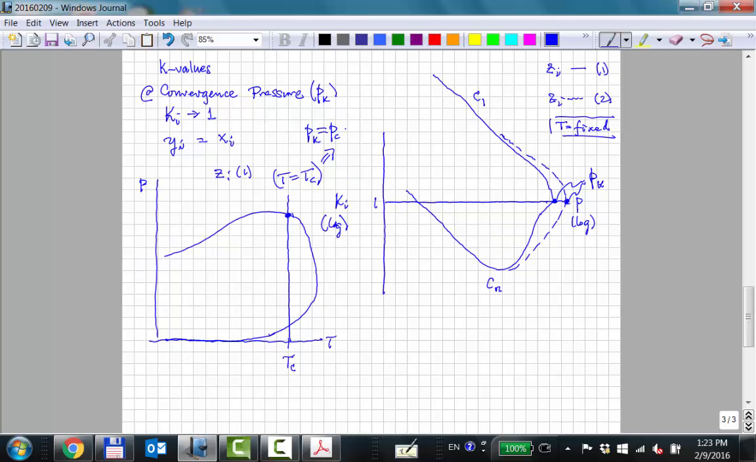Okay? If you had an accurate enough experimental equipment, you could actually bring the system to that pressure and temperature just slightly on the inside of that point and get two phases. You could measure the composition of each phase and you'd see that those two phases are essentially identical. Okay? You could physically measure the system.